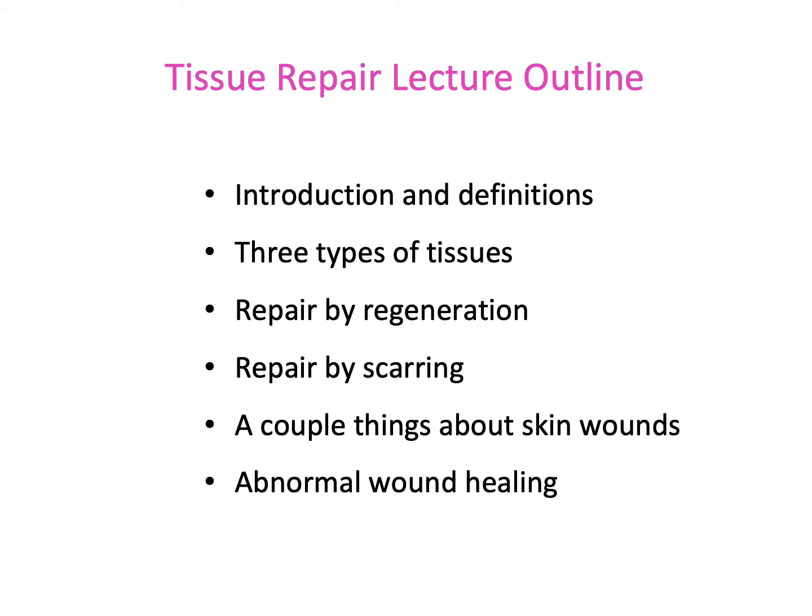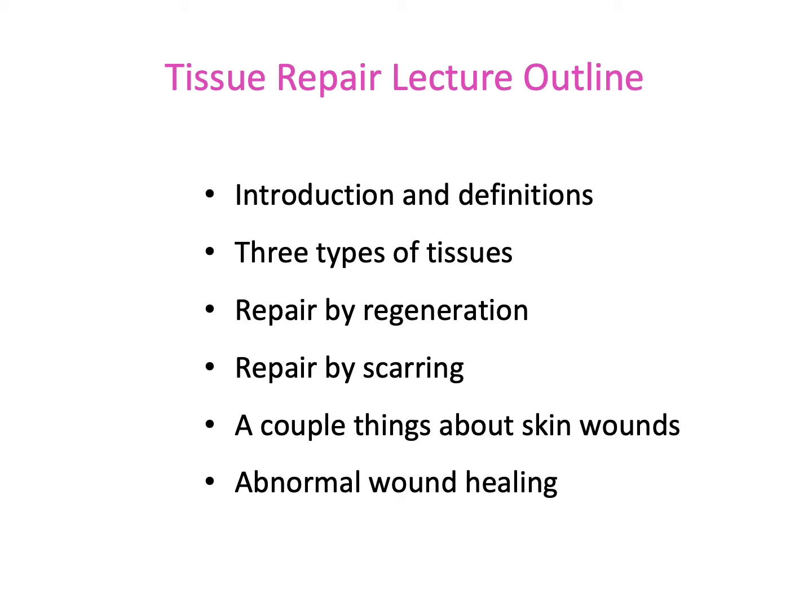So here's our general outline. We're going to start with some definitions. It's pretty obvious what this lecture is about, but there's a couple terms that you need to know specific definitions for, so we'll talk about that. We'll talk about the three different types of tissues in our body according to their proliferative capacity. That's important because you'll need to know how to determine whether a wound is going to scar up or whether it's going to regenerate or not.